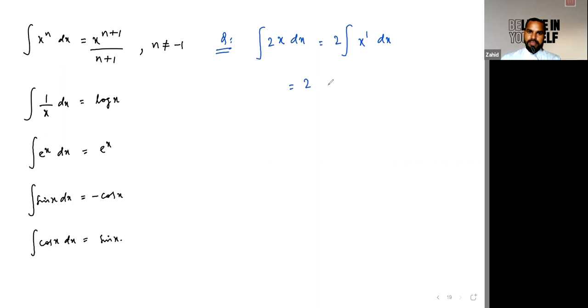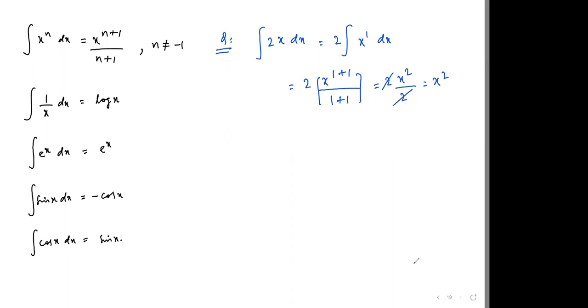So it will be 2 times, and here we have n as 1, so it will be x raised to n plus 1 divided by n plus 1. On simplifying, you will get x raised to 2 divided by 2. This 2 and this 2 would cancel out, so you would get just x squared. Is it clear? Yes, sir.